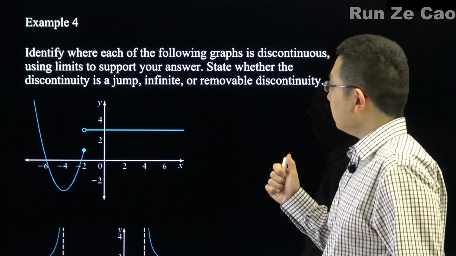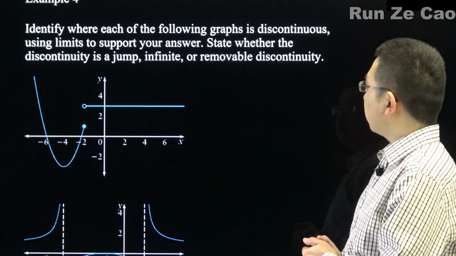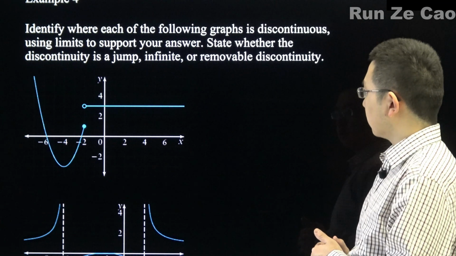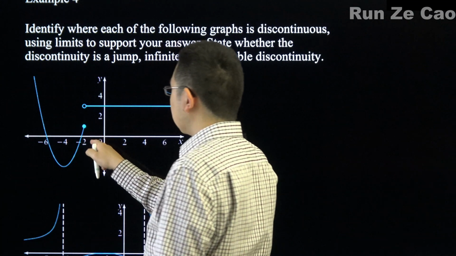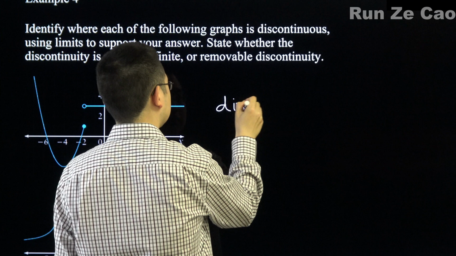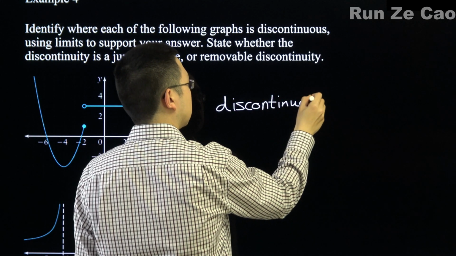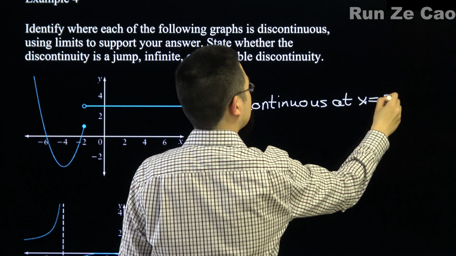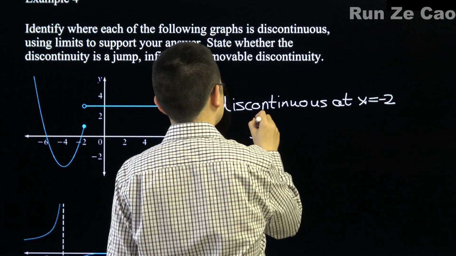Example 4. Identify where each of the following graphs is discontinuous, using limits to support your answer. State whether the discontinuity is a jump, infinite, or removable discontinuity. Here, it's obviously discontinuous at x equals -2. At x equals -2. And what type is it? Well, it's a jump discontinuity.